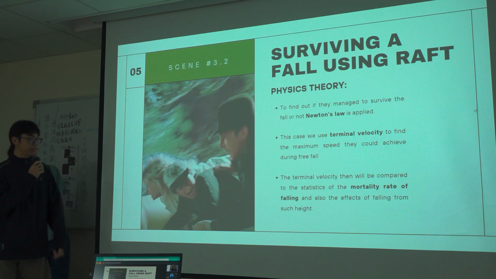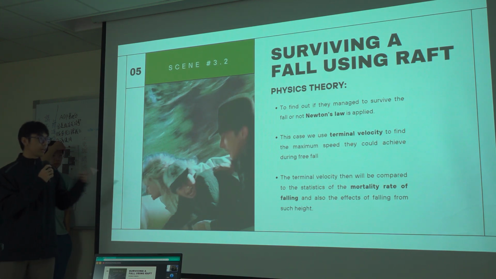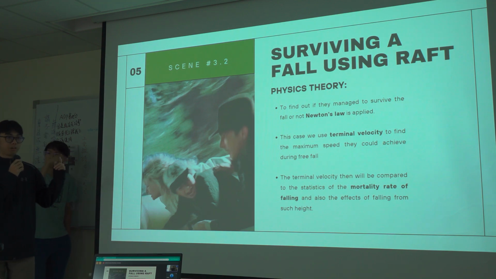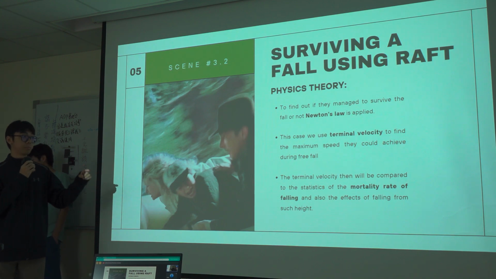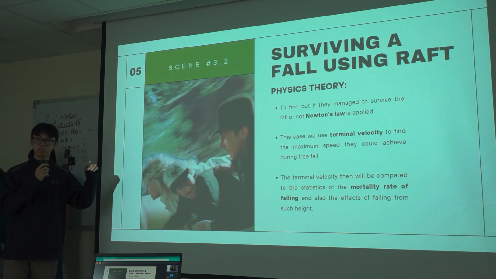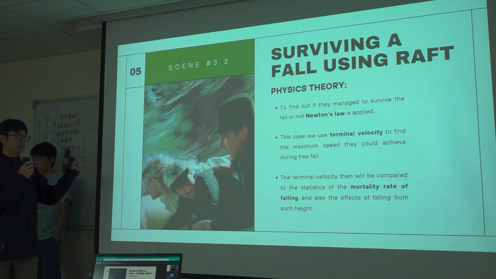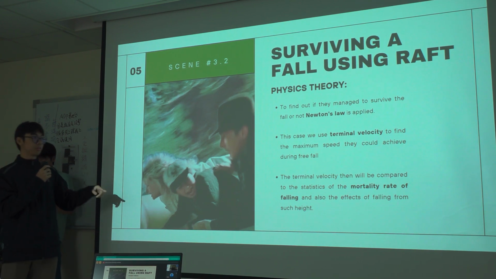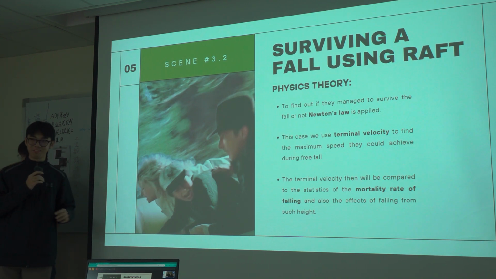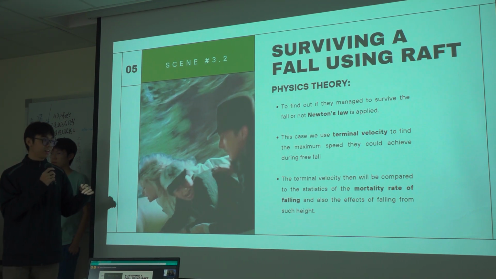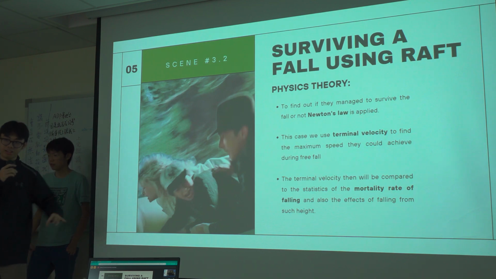So I'll break down the scenes. To find out if they managed to survive the fall or not, I used Newton's law. In this case, I used terminal velocities to find the maximum speed they could achieve during the free fall, and also the speed they'd be reaching the ground. Then the terminal velocity will be compared to the statistics of mortality rate of falling, which I found in some articles, and also the effects of falling from certain heights.